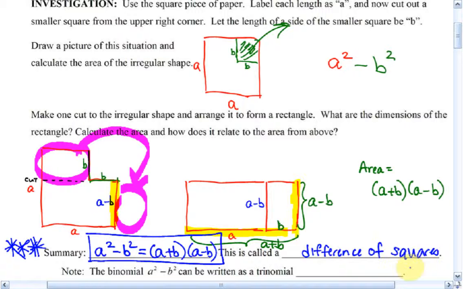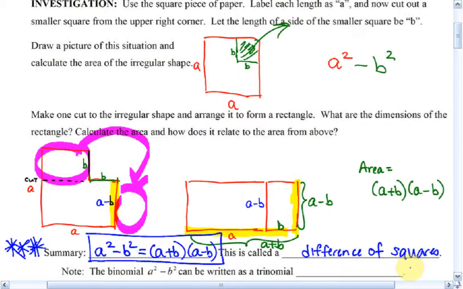Can you see why we call it a difference of squares? Why do you think we call it squares, first of all? Square, square, right? Square, square. Why do we use the word difference? It's the minus sign here. So difference of squares becomes (a plus b)(a minus b).